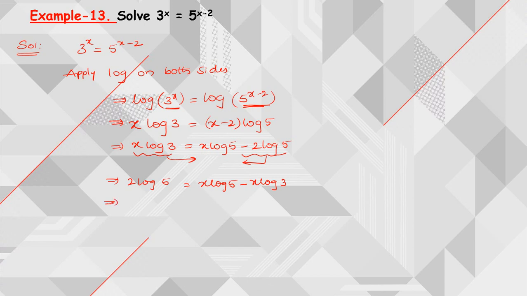Now this 2 times log 5 will be equal to, if I take x as common, x times log 5 minus log 3. Since I need to get the value of x, I can write x as 2 times log 5 divided by log 5 minus log 3. So likewise we can find out the value of x from this equation, right? This is the approach we need to follow to find the value of the unknown variable x, right?